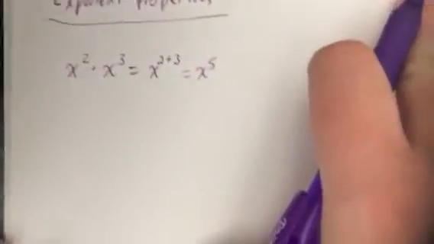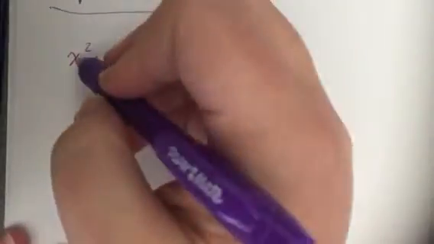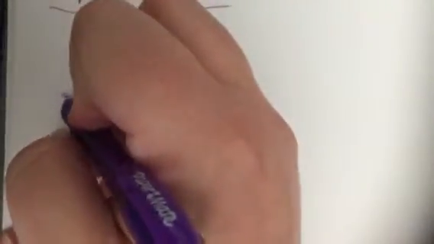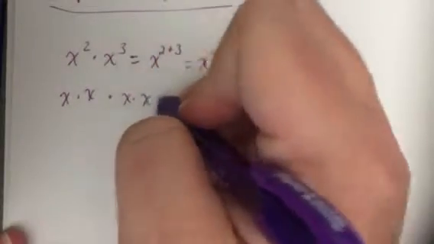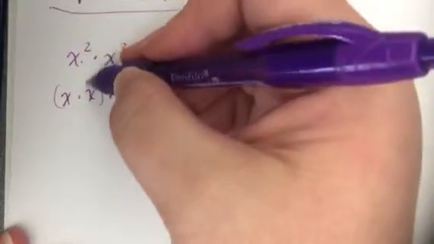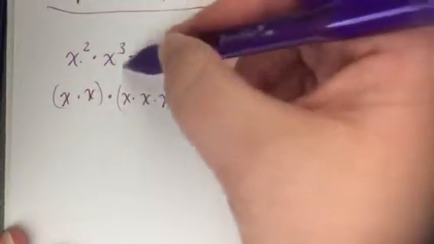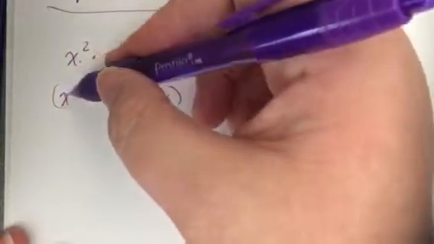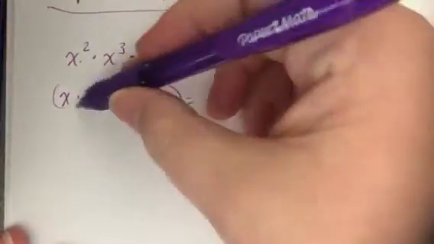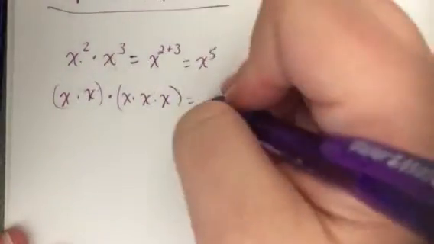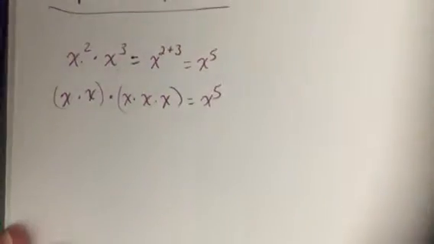Let's look at it in expanded form, because sometimes it just helps to see it written out. So x squared times x to the third is the same thing as x times x times x times x times x. We're looking at this: x times x is your x squared. x times x times x is your x to the third. So how many x's do we have in total? 1, 2, 3, 4, 5. Since we have 5 x's being multiplied by each other, that gives you x to the fifth.